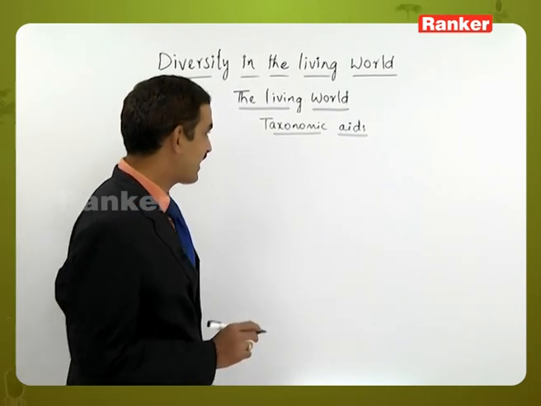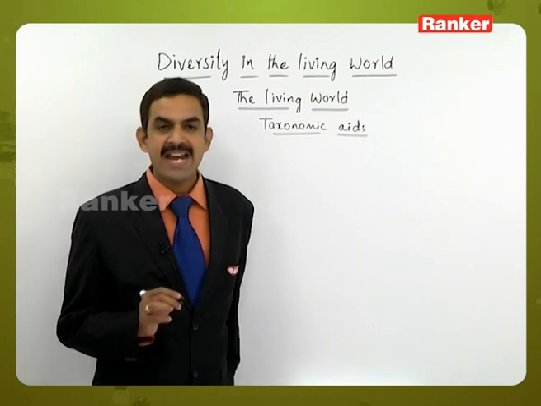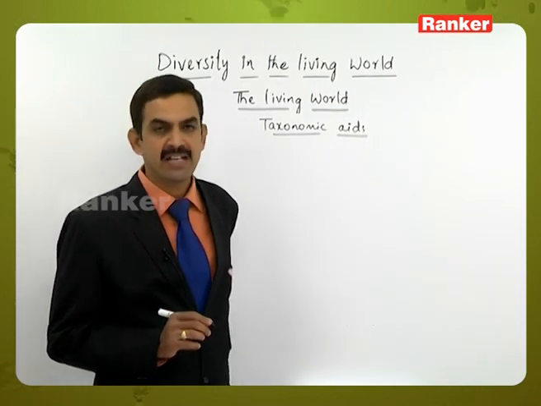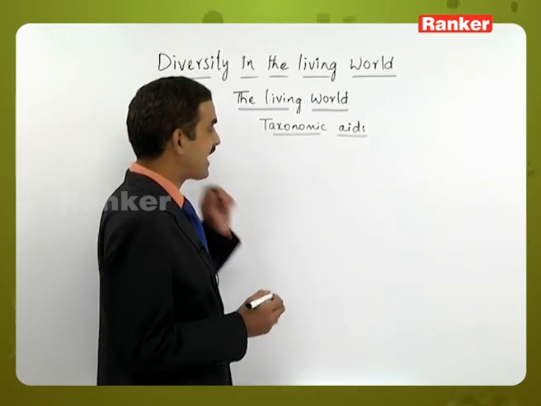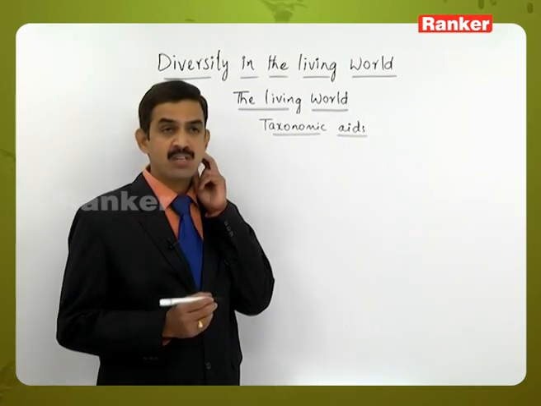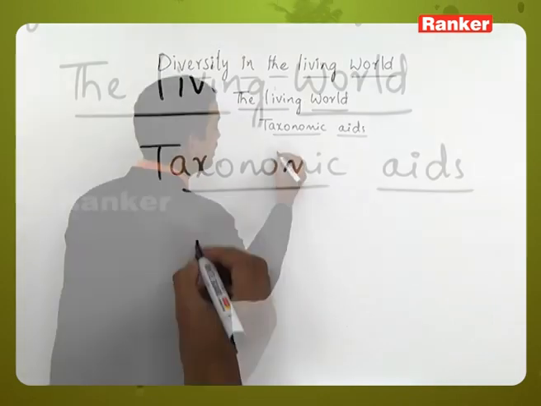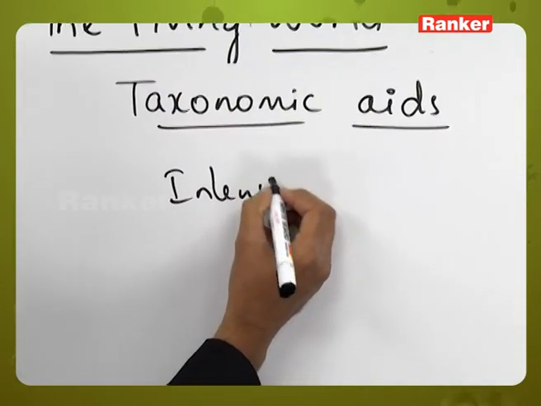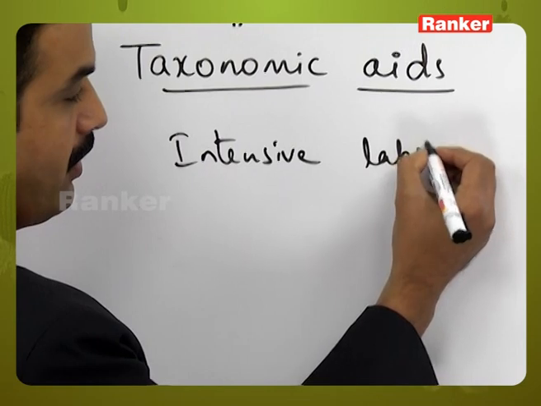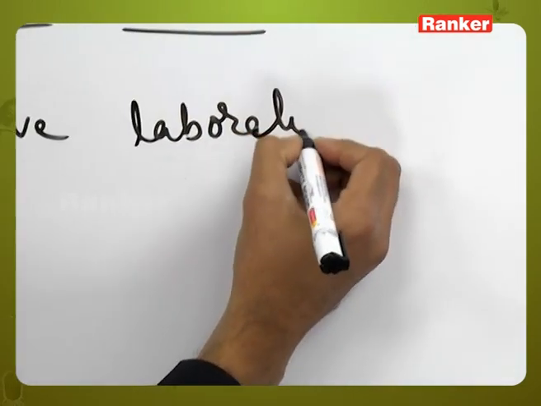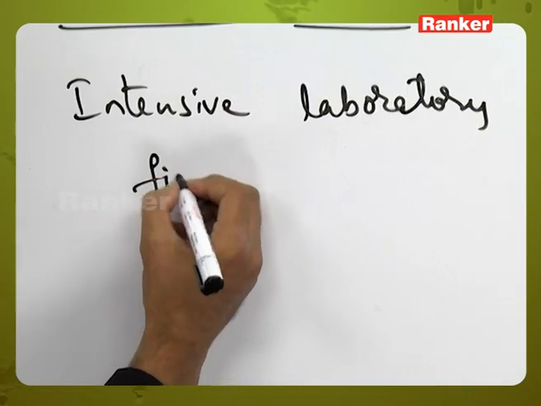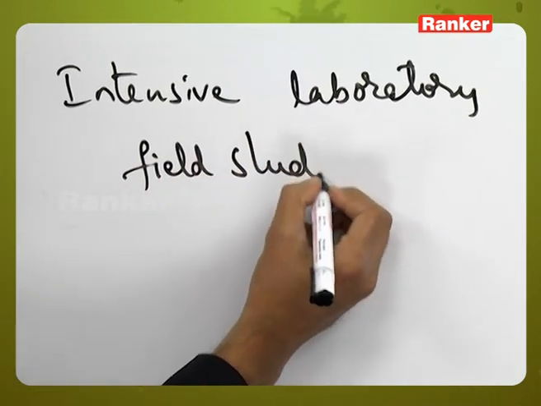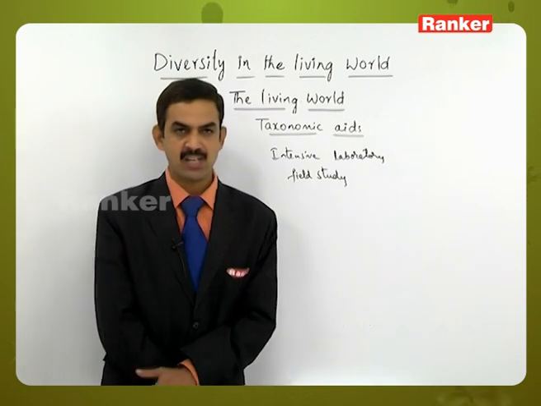So for the identification of plants, we need some aids, which are considered to be the taxonomic aids. There are various types of taxonomic aids which are useful for identification. For that purpose, we have to go for intensive field study. Intensive laboratory work is needed and also field study is needed. Then only we can go for the exact identification of the plants.